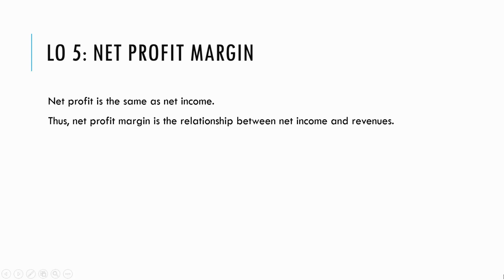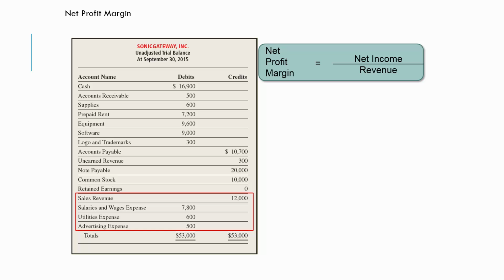Profit margin is the same, net profit is the same as net income. And profit margin has to do with the relationship between income and revenue. What we're looking at here is we're comparing net income to revenue. So how much of revenue dollars is net income is basically what they're saying.